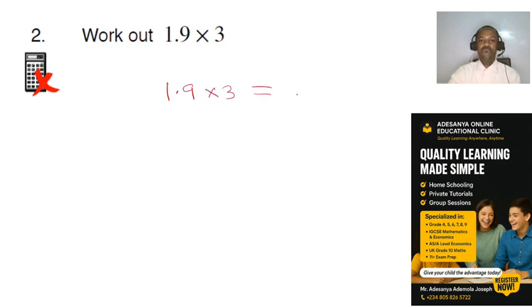Just like I told you, you are going to pretend as if this decimal point is not there. So you write 1 and 9. Then this is 3, so you're going to multiply it. 3 multiplied by 9 will give you 27. You're going to write 7, and the 2, put it on top of 1. 3 multiplied by 1 will give you 3, then plus 2 will give you 5. So now we have 57.